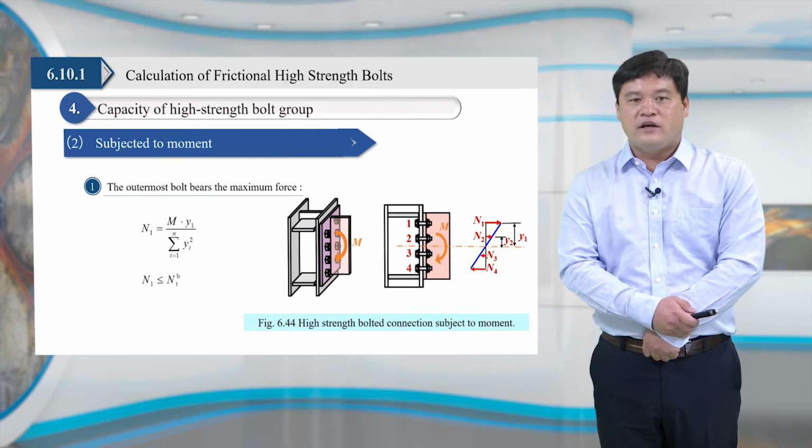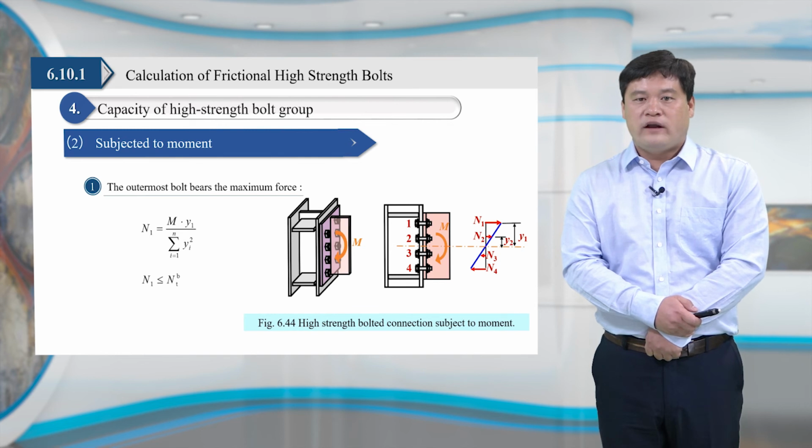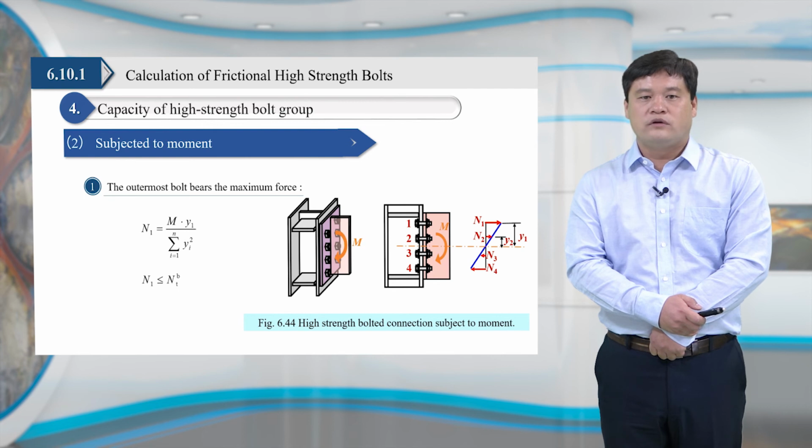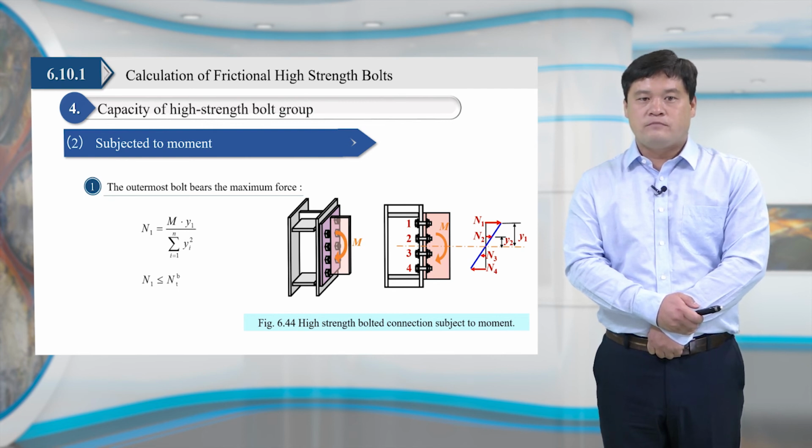Therefore, it can be considered that the neutral axis is at the centroid of the bolt group, and the force in the outermost bolt is the largest. So the formula for calculating the maximum tension of the high-strength bolt group can be obtained, which must be less than the tensile capacity of one single bolt.